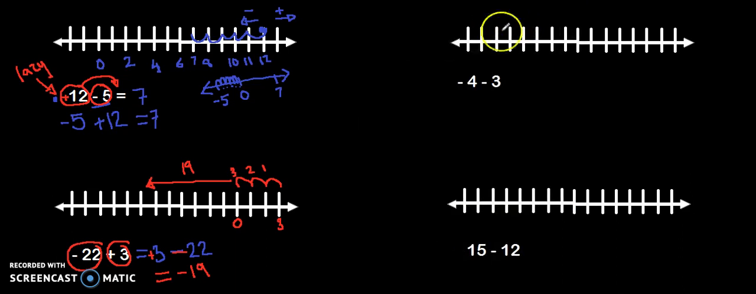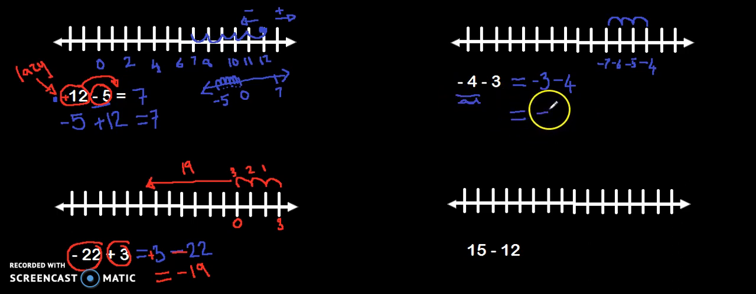Okay, let's go back to blue. I like the blue. Over here, we're going to start with negative 4 and minus 3. But as you know, this can also be written as negative 3 minus 4. Let's start with this one though. We're going to start with negative 4 over here, and we're subtracting 3 from it, which means we're moving 1, 2, 3 spaces backwards. So that would be negative 5, negative 6, negative 7, which gives us an answer of negative 7.